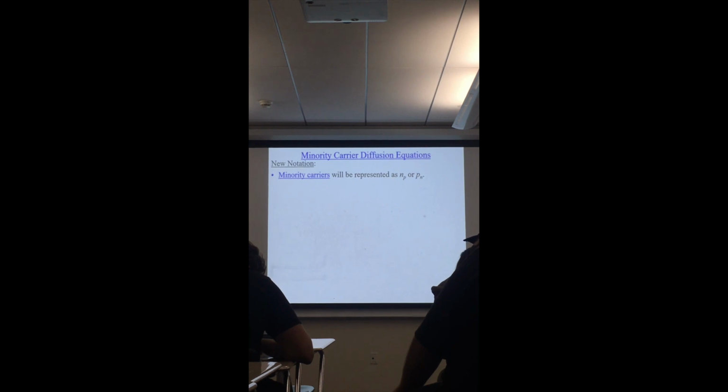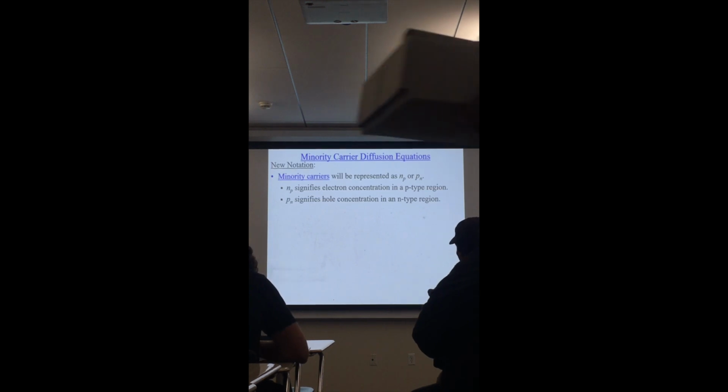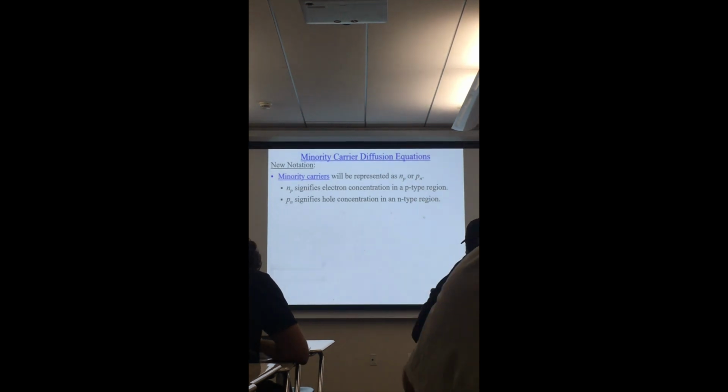So here we can define these notations like this. N sub p basically means this is the electron in the p-type region, or p sub n, so it's the hole concentration in the n-type region. Okay. Right. So these are the minority carriers. Then how can we define majority carrier? So what are the notations you can use for the majority carrier?